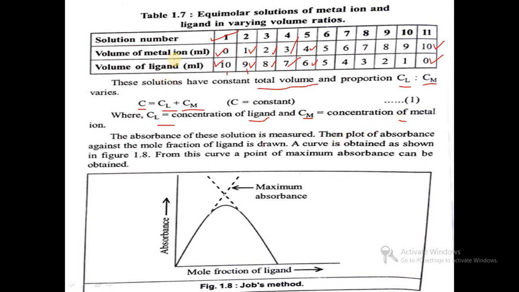So here we will draw one graph. The absorbance of these 11 solutions is measured and drawn on the y-axis. Then a plot of absorbance against the mole fraction of ligand is drawn. A curve is obtained as shown in the figure. From this curve, a point of maximum absorption can be obtained. So this is Job's method.